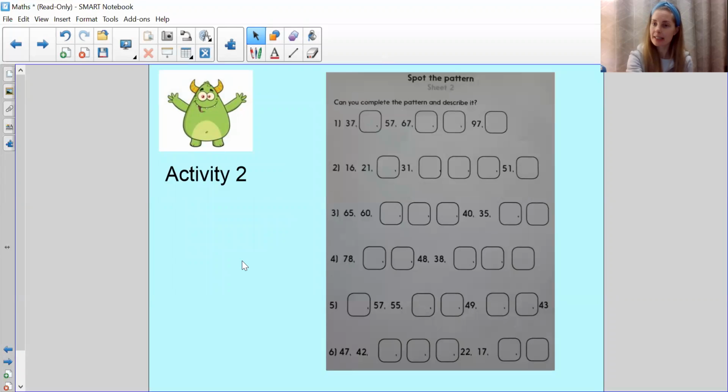Amazing work. Activity number 2 is going to be spot the pattern. So have a look at each of these number patterns and see if you can figure out what you are doing to the numbers and fill in the missing answers in the blocks. So you can pause your video now and have a go at those 6 questions. All the best.